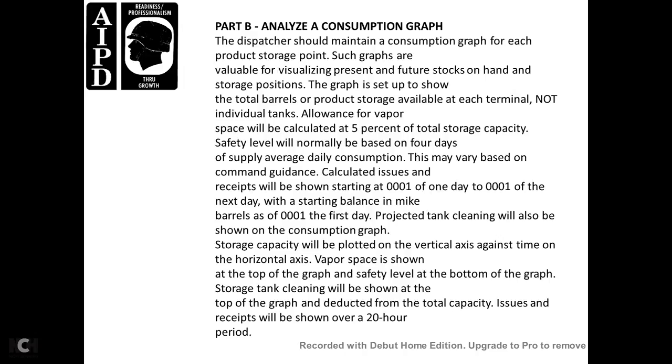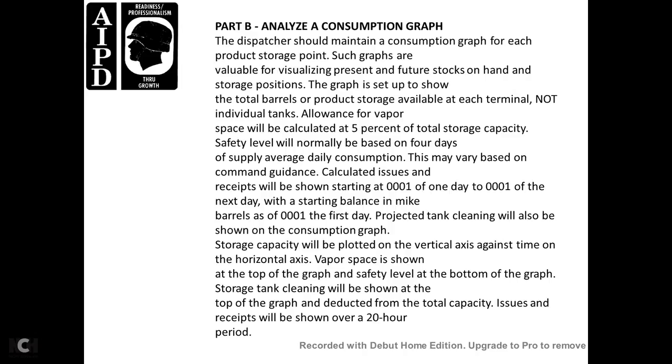Allowance for vapor space is calculated at 5%. The total storage capacity safety level will normally be based on four days of the average supply or consumption. This may vary on command guidance. Issues and receipts are calculated, showing the start of one day at 0100 hours and the next day at 0100 hours. The starting balance of barrels was shown at 0100 hours. Projected tank cleaning will also be shown.